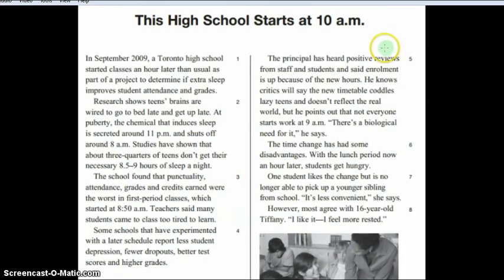Okay, so I'm going to go ahead and use some of those pre-reading and during reading strategies we just talked about and read this news article. So I'm going to start by looking at the title. This high school starts at 10 a.m. That's kind of interesting. September 2009, a Toronto high school started classes an hour later than usual as part of a project to determine if extra sleep improves student attendance and grades. That sounds interesting.